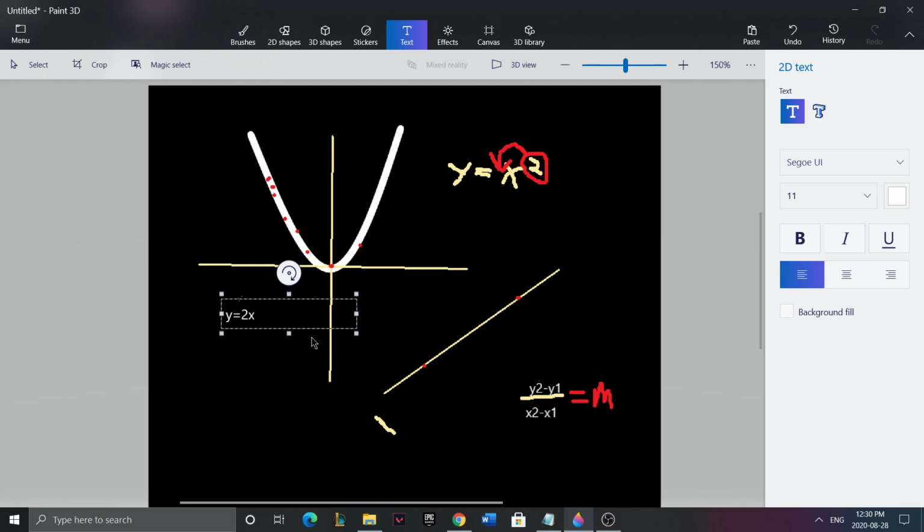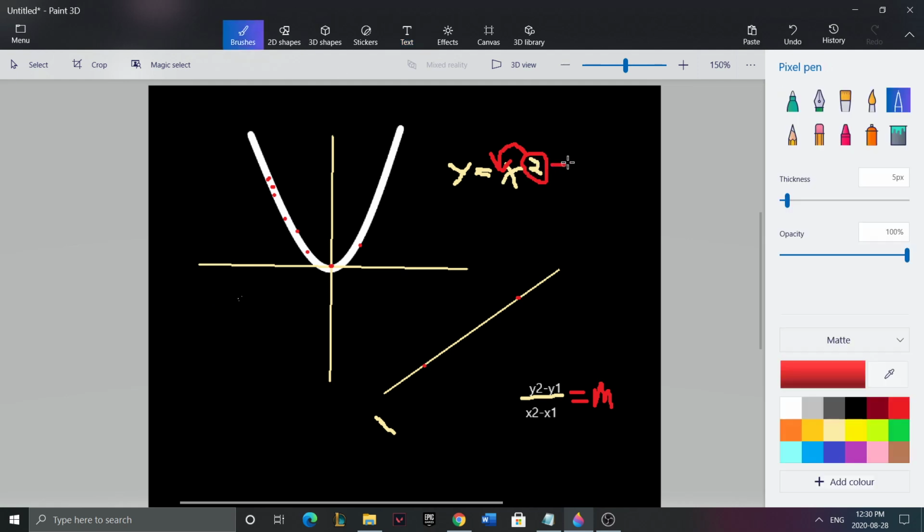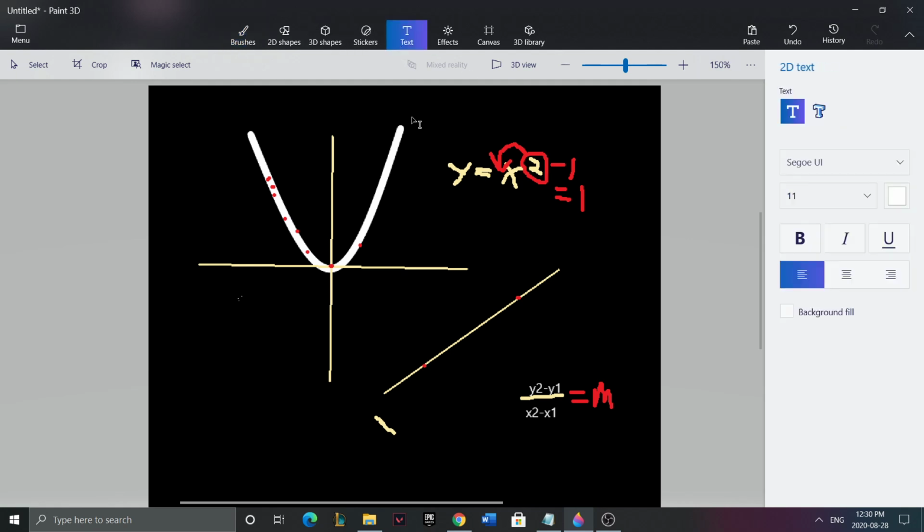Now what happens to the exponent? When you pull this exponent down, you're not moving the entire 2 down. You're actually going to subtract 1 from this exponent, and 2 minus 1 in this case is just 1. So your derivative would be y is equal to 2x. That's it. You don't need to write the 1 because it's a 1. And so dy is equal to 2x dx.